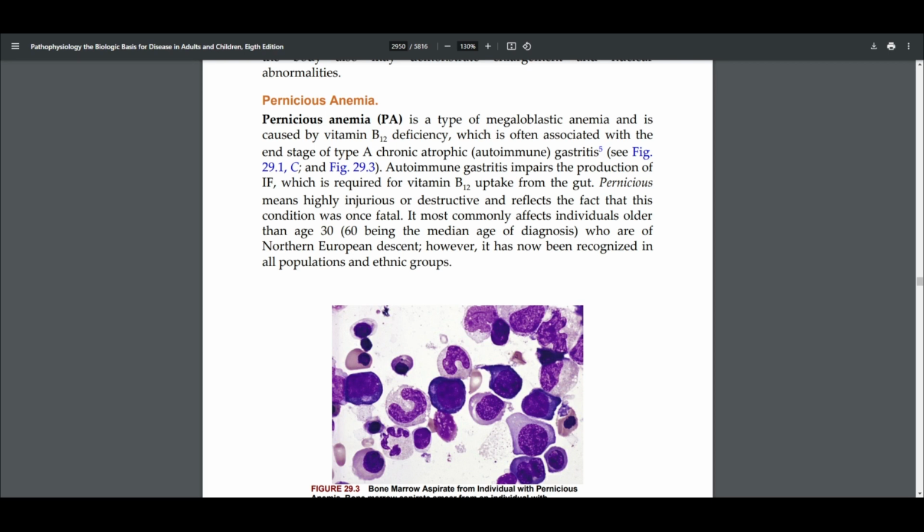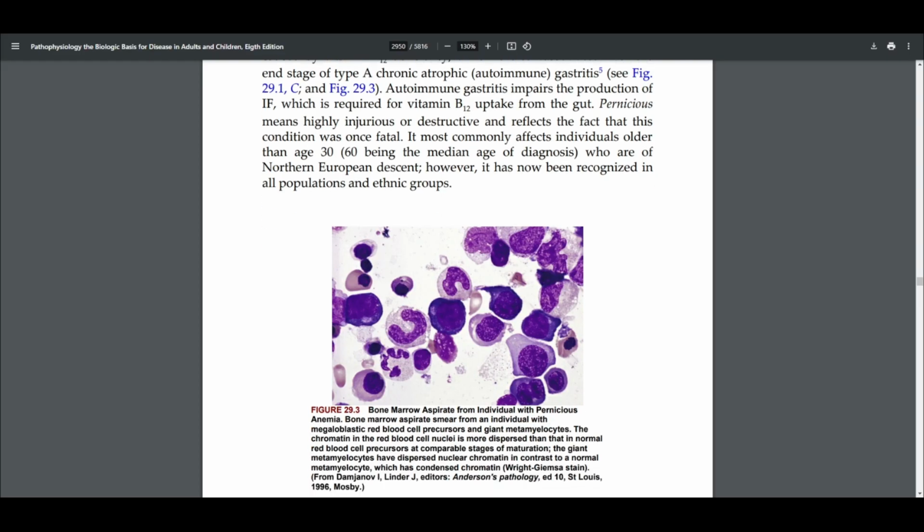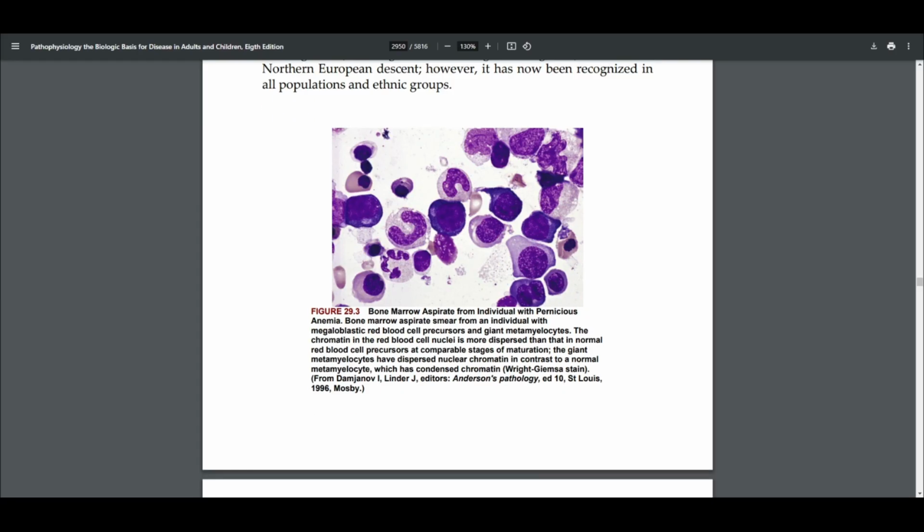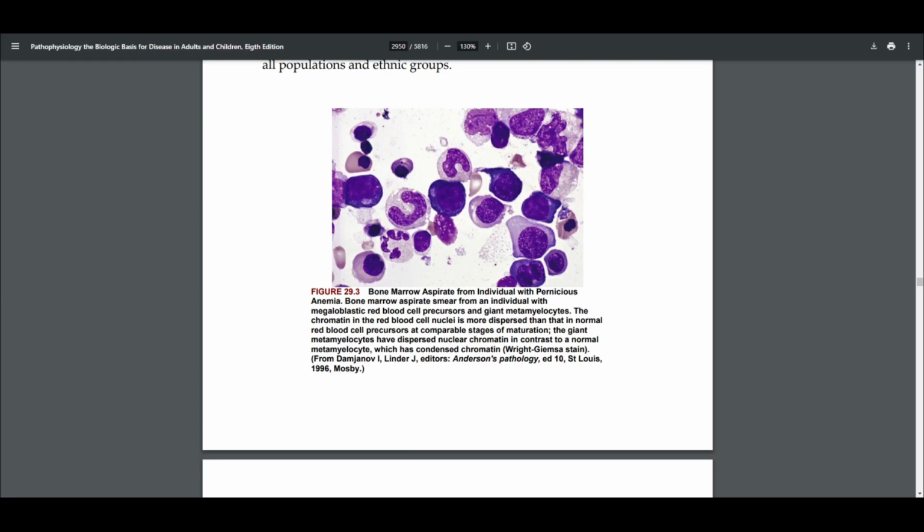Pernicious means highly injurious or destructive, and reflects the fact that this condition was once considered fatal. It most commonly affects individuals older than age 30 who are of Northern European descent. However, it has now been recognized in all populations and ethnic groups. So here you're taking a look at the bone marrow aspirate from an individual who has pernicious anemia.